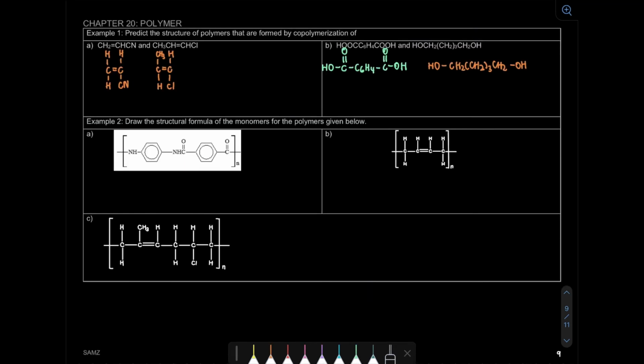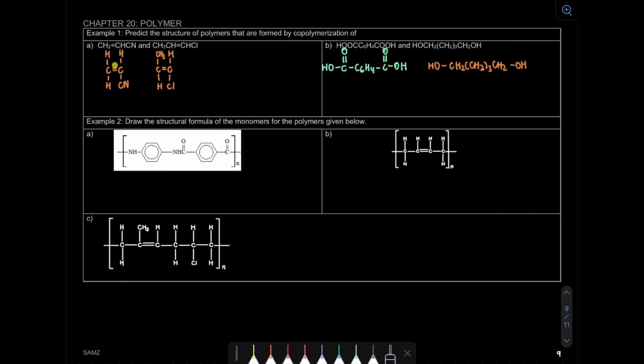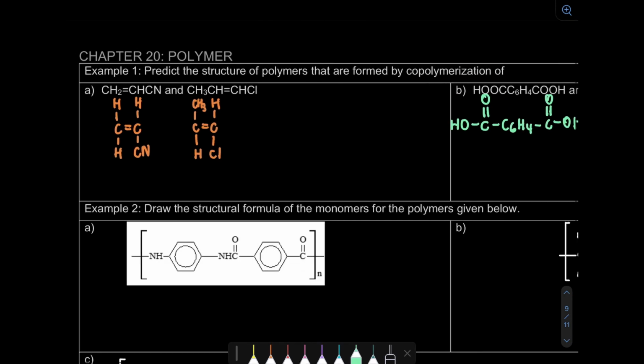Now let's look at the example. On the last page, look, predict the structure of the polymer formed by the copolymerization of this structure. So actually there are two types of polymerization, one addition, one condensation. If it's addition, it must have a double bond. If it's condensation, it must have two different functional groups. So in this case we actually see a double bond. So when it has a double bond, it is actually an addition reaction.